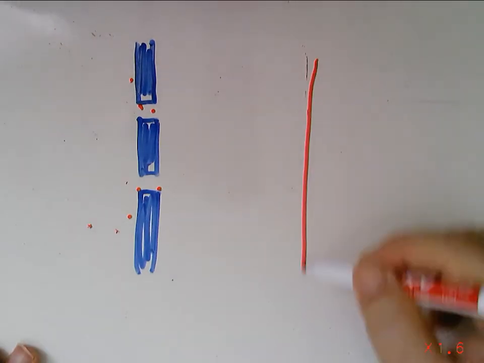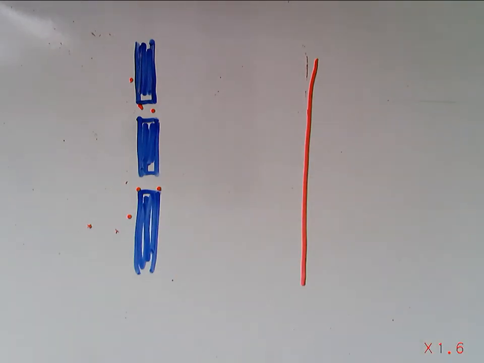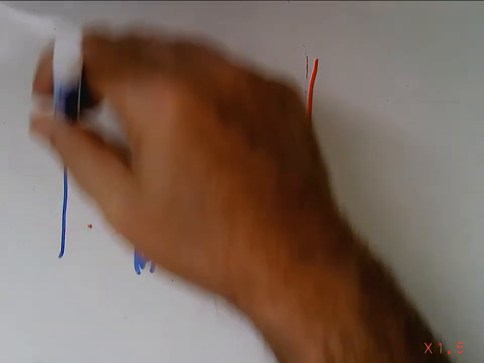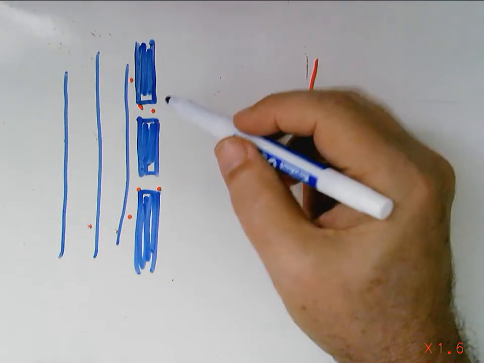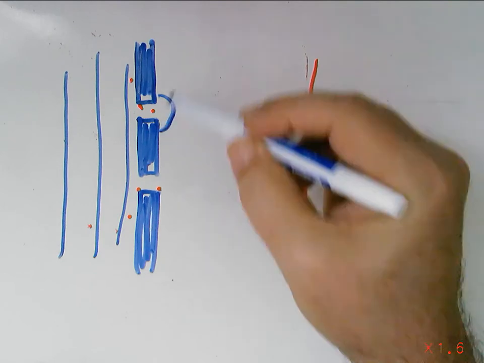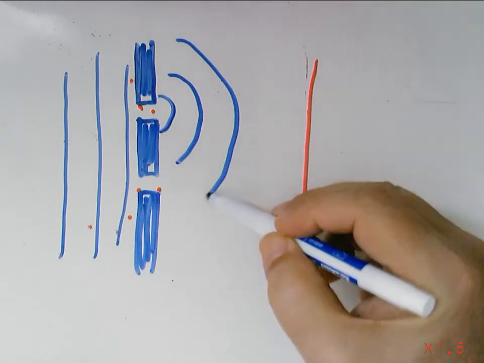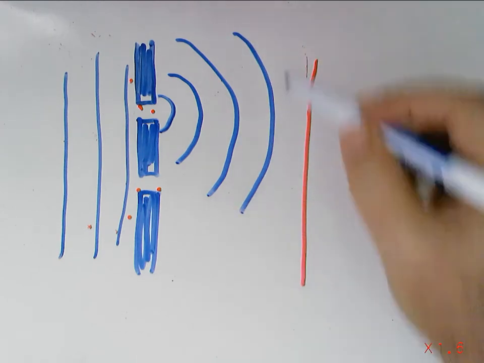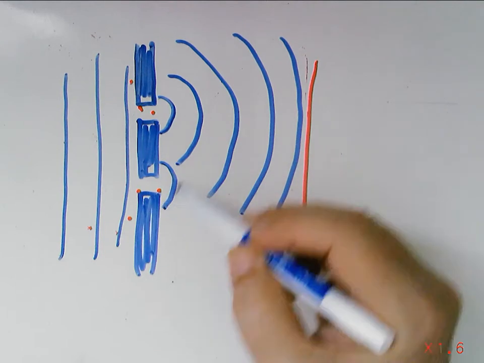Here's the screen. Here are the two slits. Now I'm going to have some waves. And again, I'm going to draw the tops, the peaks of the wave here, coming in. And what it's going to do is diffract around the edges for the top slit. And it's going to do the same thing. Let's see if I can draw it.